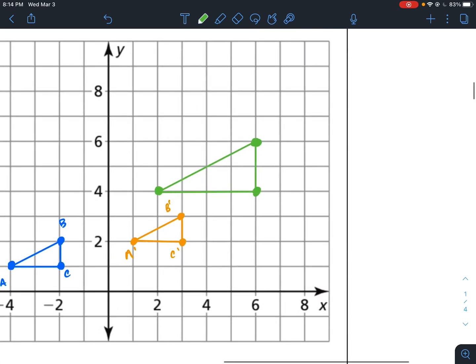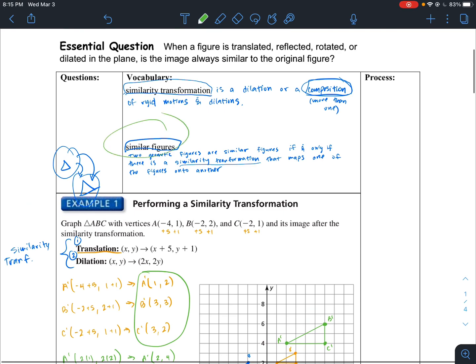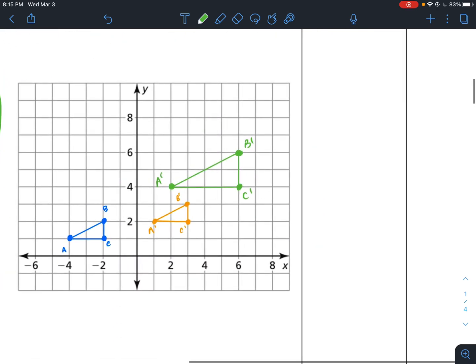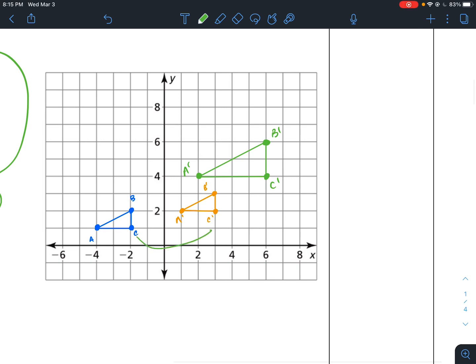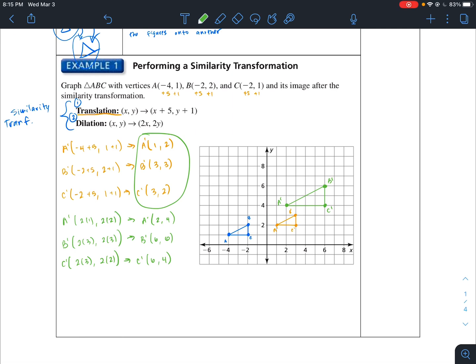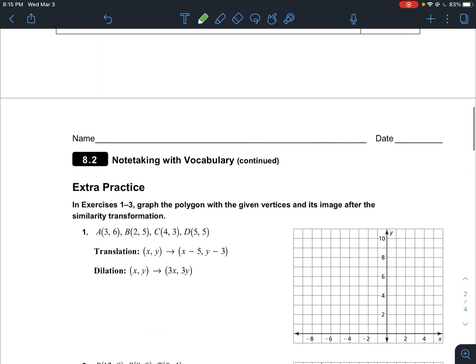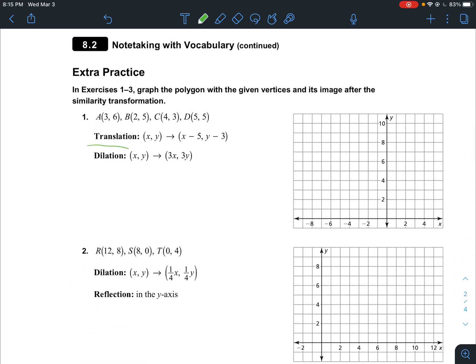There we go. So then here's A prime, B prime, and C prime. You could see that this is what we call two similar figures. It underwent a composition of changes. So we went here, then to here, and these are similar figures. That is what happens with a translation and a dilation. You can try this on your own right here. That's going to be for you to do.